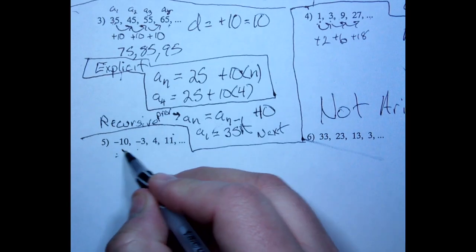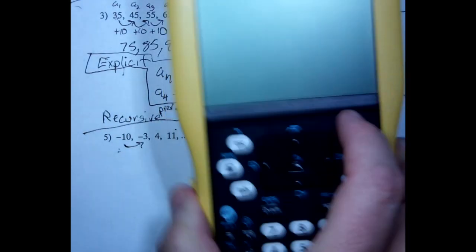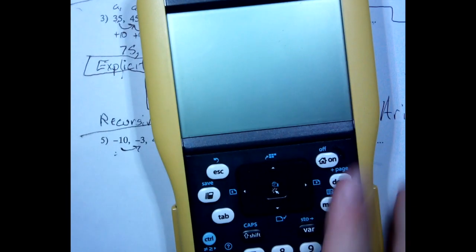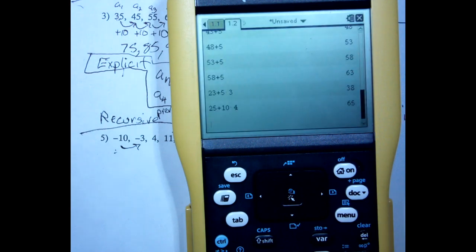What do we add to this to get negative 3? What do we add to negative 10 to get negative 3? So yeah, I think you're right. Let's plug it in and see. The way that we know for sure is we take the second term, which is negative 3, and subtract the first term, which is actually negative 10.